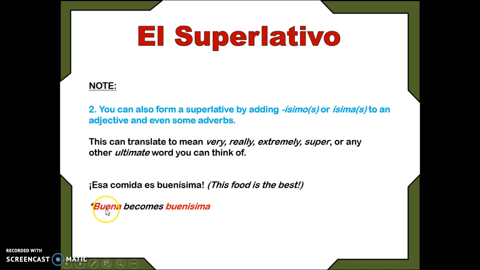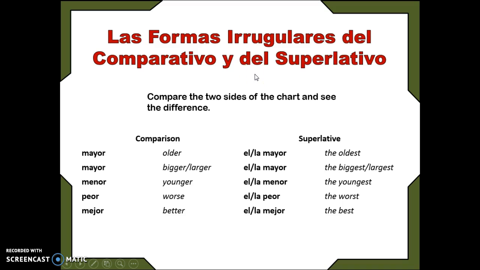So for example, buena becomes buenísima. And you can add this to any adverb or adjective. If you want to say someone is really handsome, take guapo and say guapísimo. Guapísimo means someone that is extremely handsome, and that is a superlative. He is the most handsome.